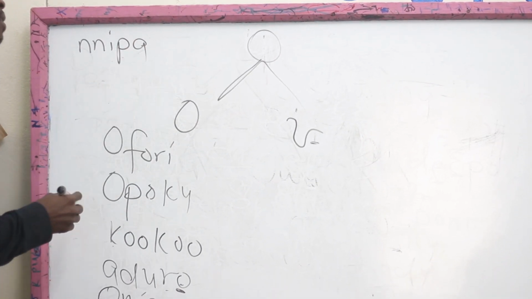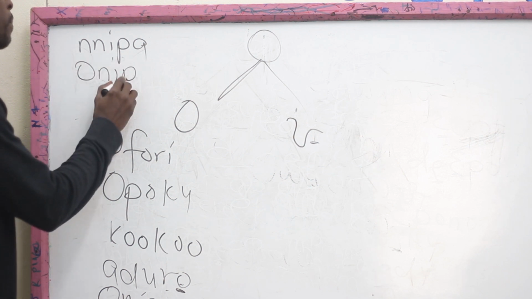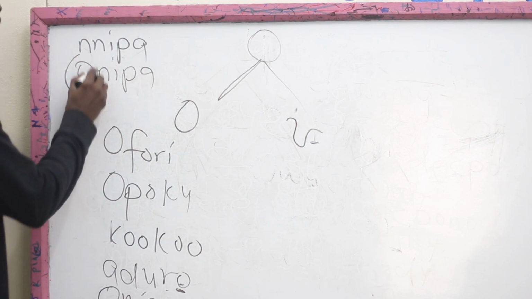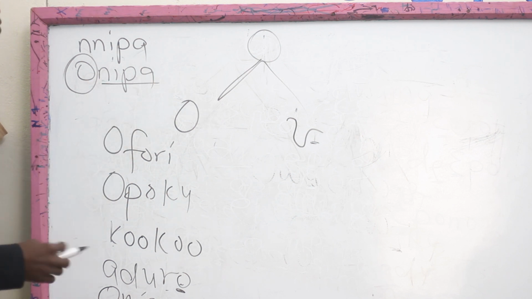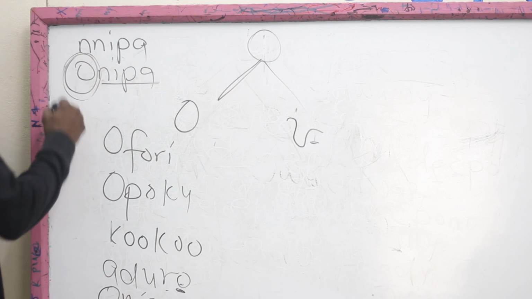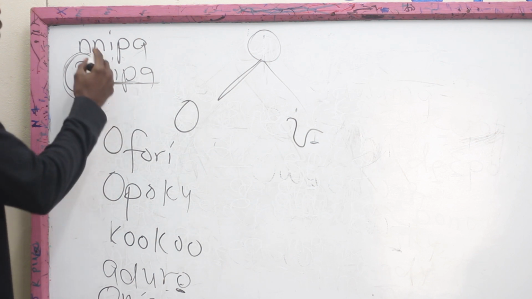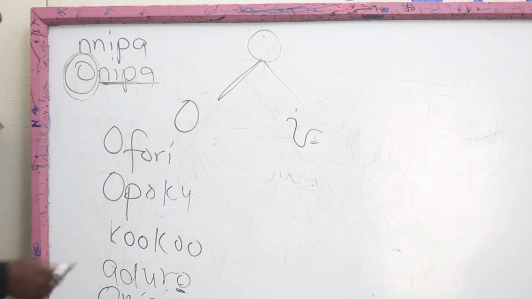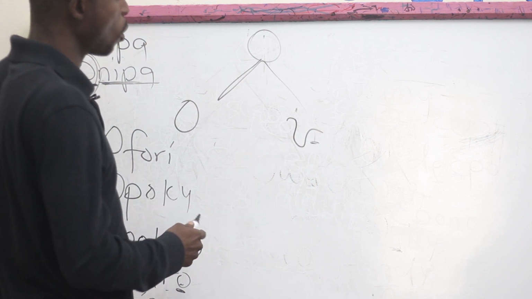Nipa. And this is the singular. Onipa. But we actually elide this one in the pronunciation and just say nipa for both singular and plural. But actually this is the singular for a man or a person. Onipa. Now let's move on to the next variant.